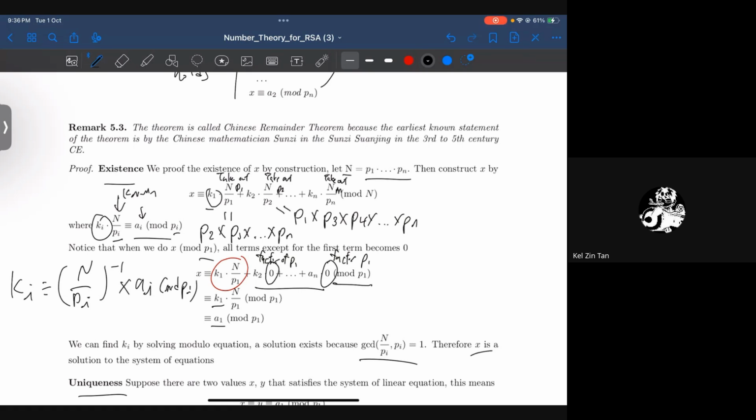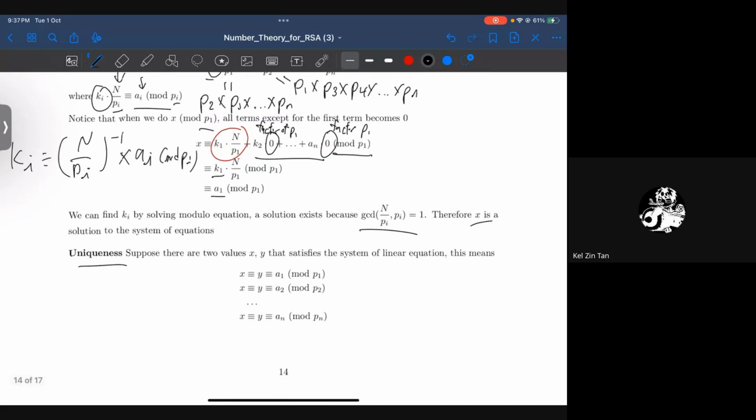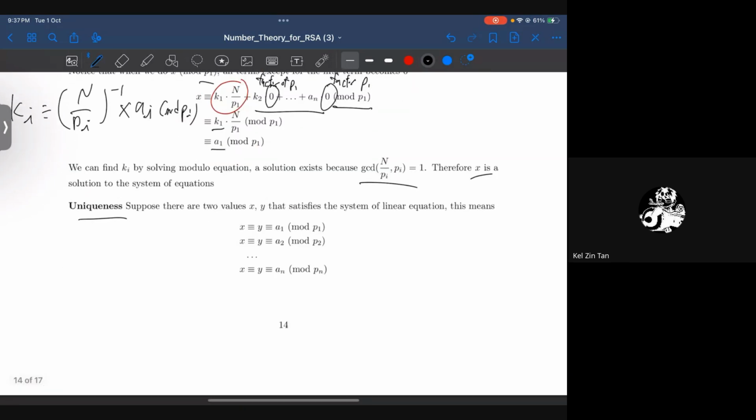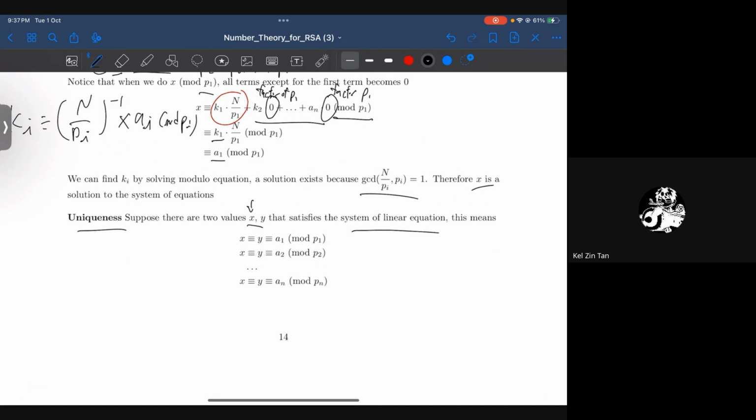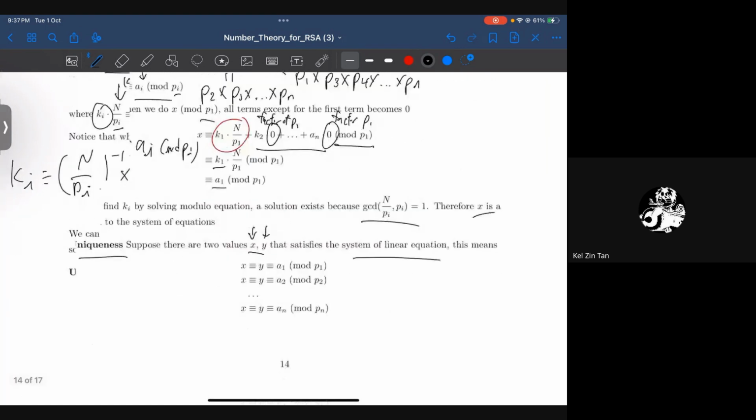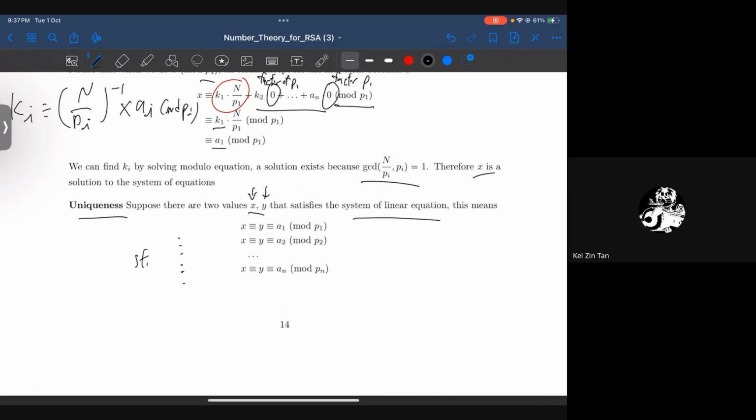Okay, great. So the uniqueness is proved like this. Suppose we have two values, x and y, that satisfy the system of linear equations. The usual trick to prove uniqueness is that we have two solutions, x and y. Then we have many steps, and in the end, we want to prove that x is equal to y. That is usually how uniqueness is proved in many theorems.